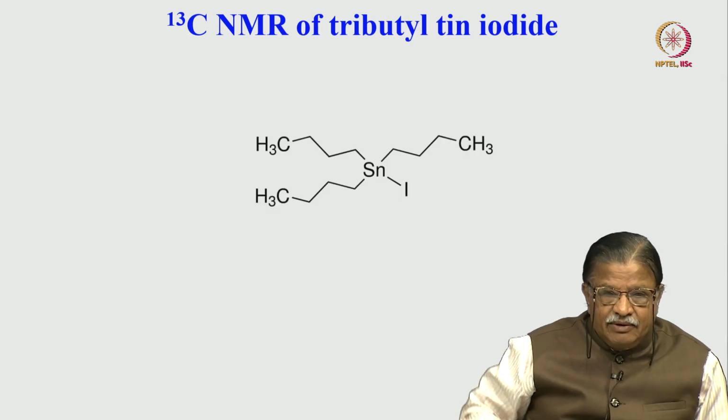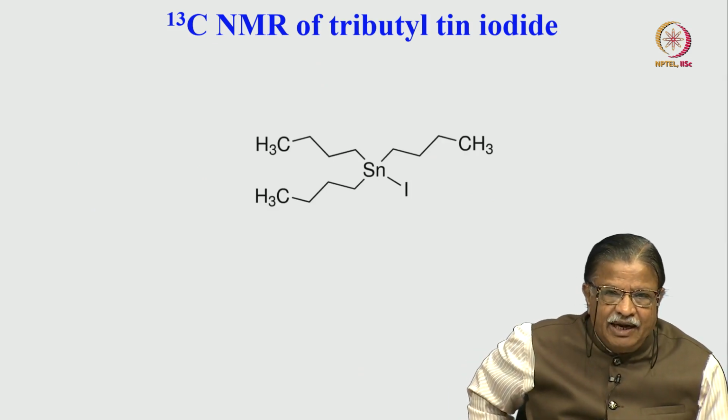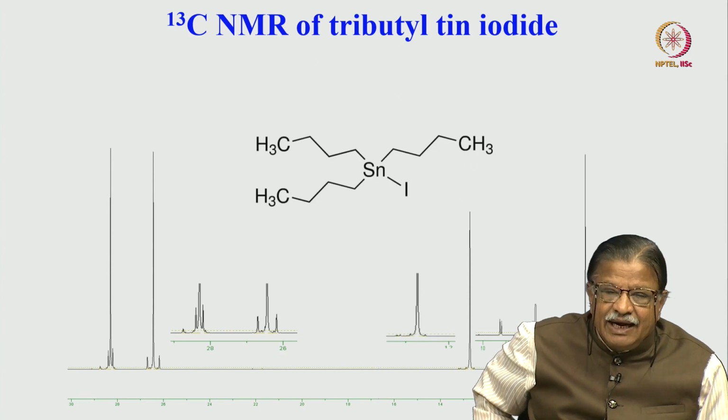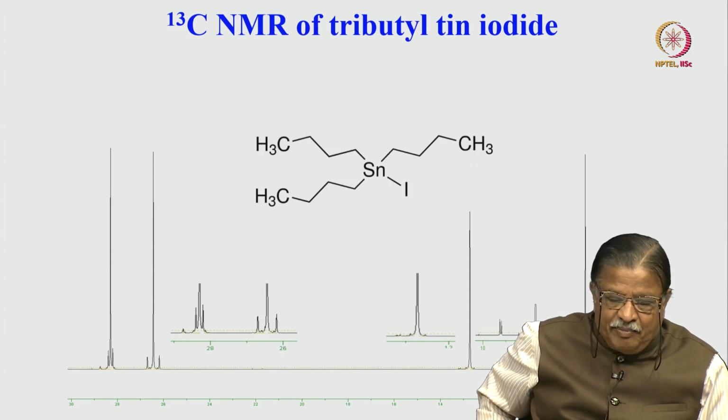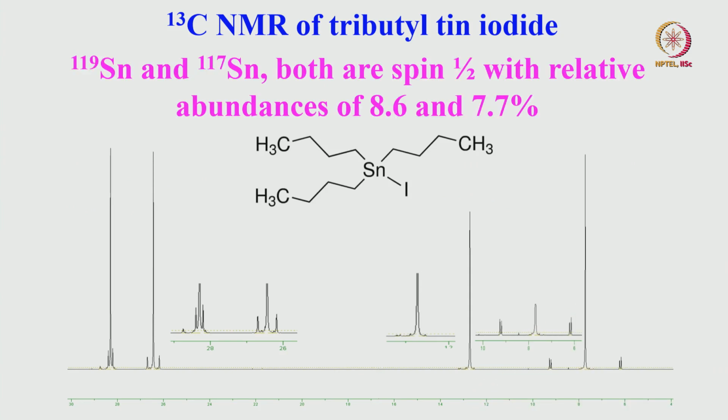We will go to the other molecule. It is a carbon 13 NMR of tributyl tin iodide. Here tin is coupling. Tin has 2 isotopes of interest. Tin 115 is also there, but that is very low, we can ignore it. 117 and 119 are the 2 we have to consider. Both are interestingly spin-half nuclei, and abundance is almost equal, 8.6 and 7.7%, both of them approximately 8%.